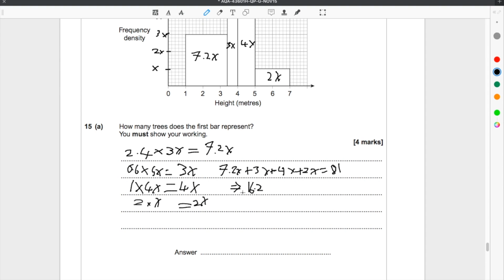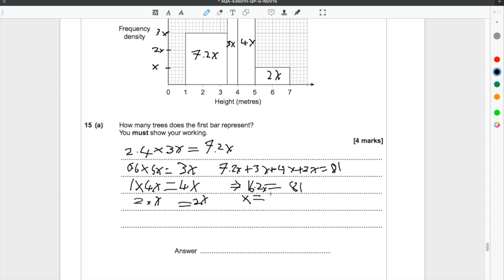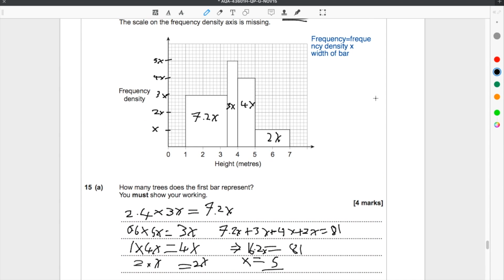If we just write that, 16.2x is therefore equal to 81. So we just divide through by 16.2. 81 divided by 16.2 is x, so x equals 5. In other words, each of these values on the frequency density axis is 5. So we can now get rid of these, which is why you do this bit in pencil, and replace x, which is one big box, by 5.